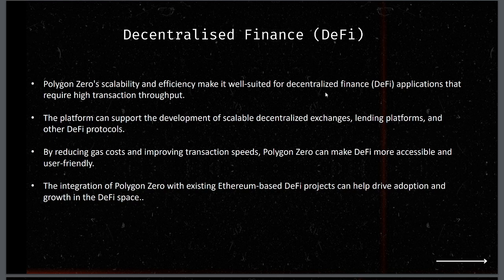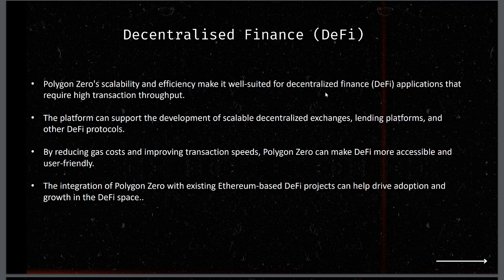The platform can support the development of scalable decentralized exchanges, lending platforms, and other DeFi protocols. By reducing gas costs and improving transaction speeds, Polygon Zero can make DeFi more accessible and user-friendly. We are looking at institutional investors and retail investors as well. And for both of them, factors such as reduced gas costs and improved transaction speeds play a crucial part. The integration of Polygon Zero with existing Ethereum-based DeFi projects can help drive adoption and growth in the DeFi space.